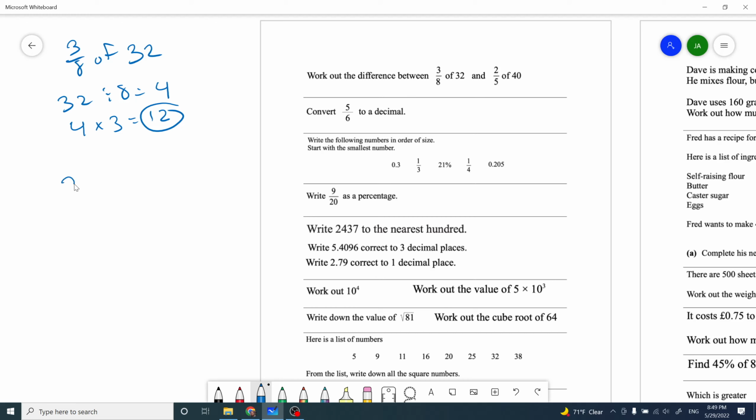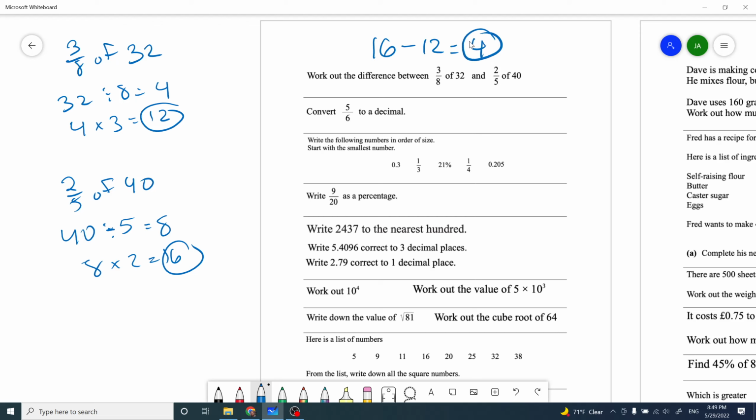For the other one, 2/5 of 40. Again, we take 40 divided by the denominator, the number on the bottom, 5, which is going to give us 8. But here, we take 8 times the number on top, 2, which gives us 16. So 8 times 2 is 16. We can see 16 is bigger than 12, so we need to work out the difference. 16 minus 12 is going to give us 4. So the answer here is 4.